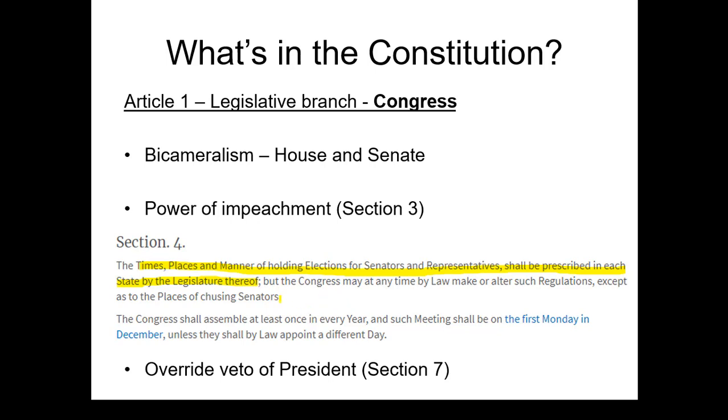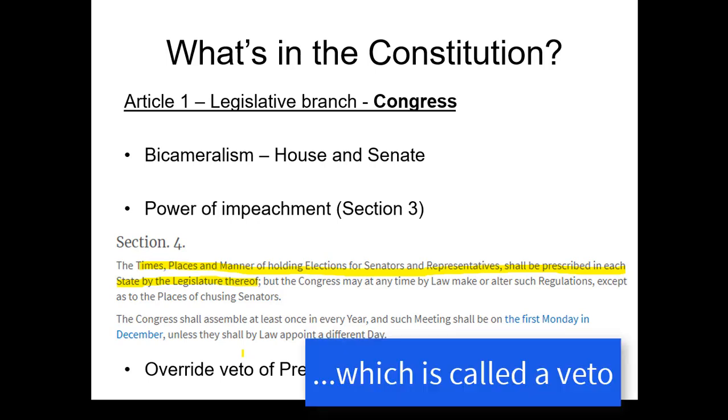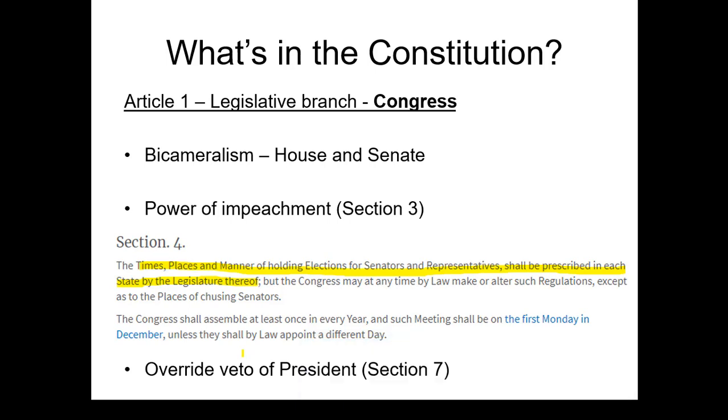Jumping ahead to Section 7, this is where they talk about when the president is given a bill, and if the president refuses to sign that bill, the Congress can override that veto with a 2/3 vote in both houses, which is pretty hard to do in today's polarized climate. It's very difficult to get 2/3 of congressmen to agree on anything.